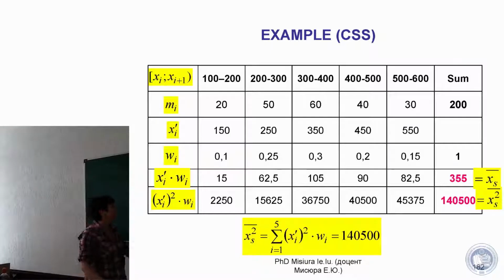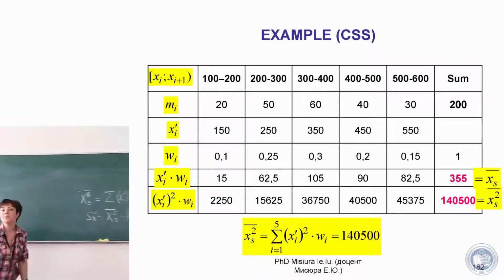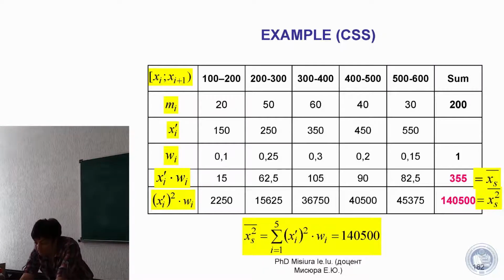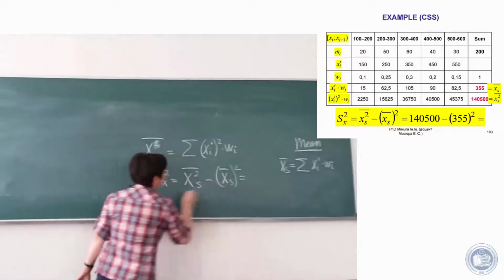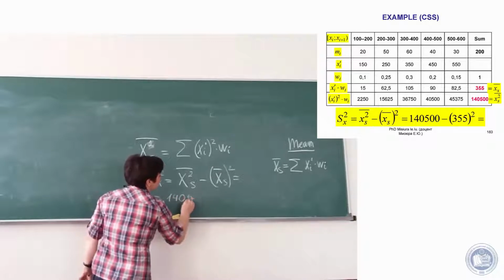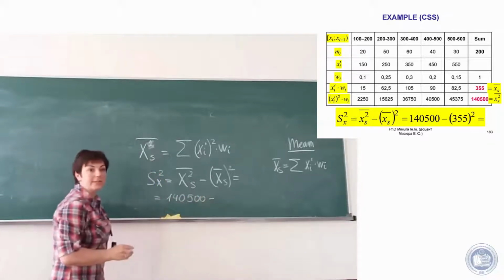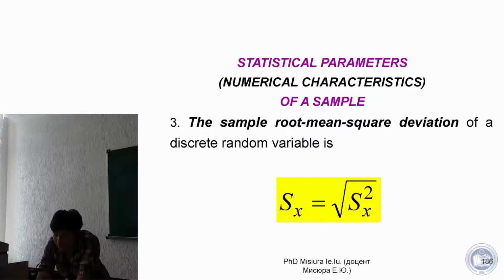And in order to find the mean of x squared, you need to find total sum. Total sum equals 140,500. Please copy out. And now, students, let's substitute. Variance of x equals 140,500 minus 355 all squared. Students, if you know variance, you can find root mean square deviation.